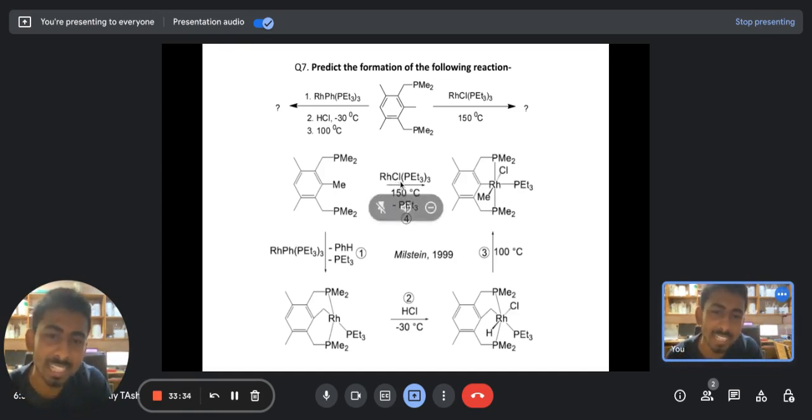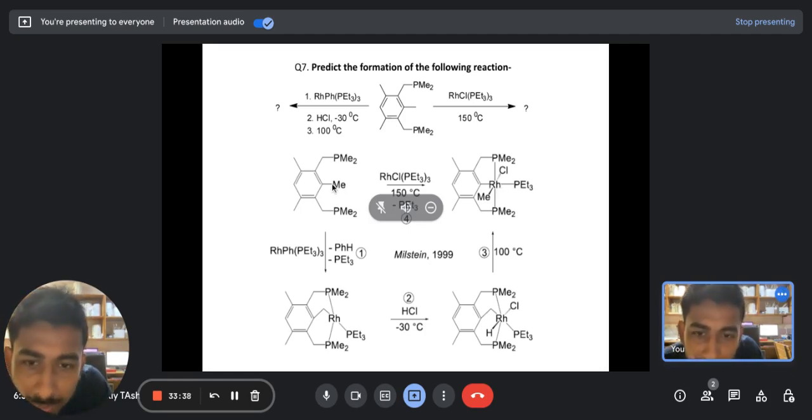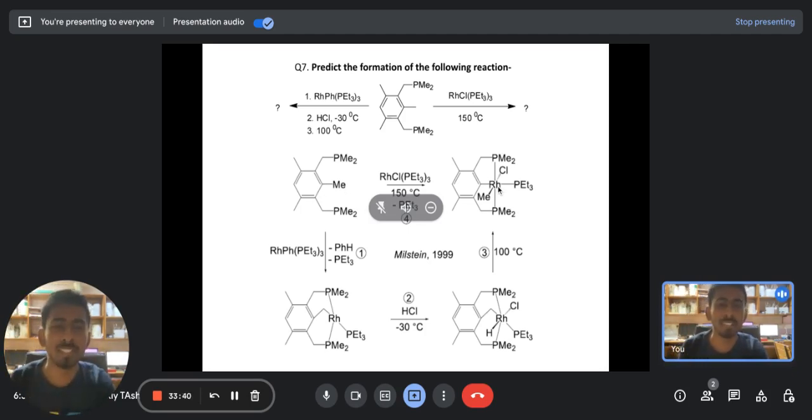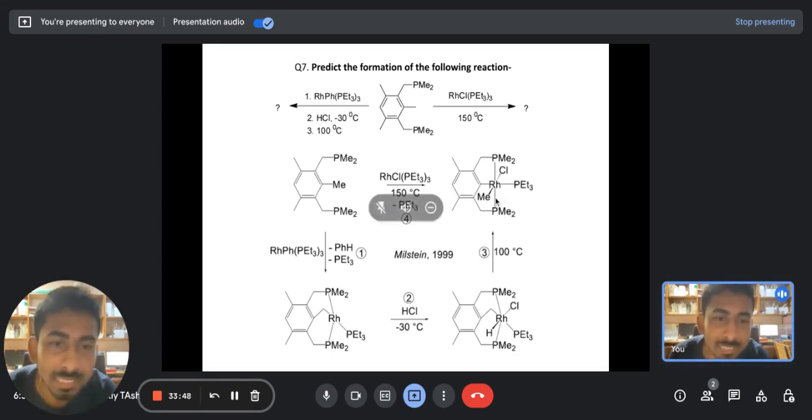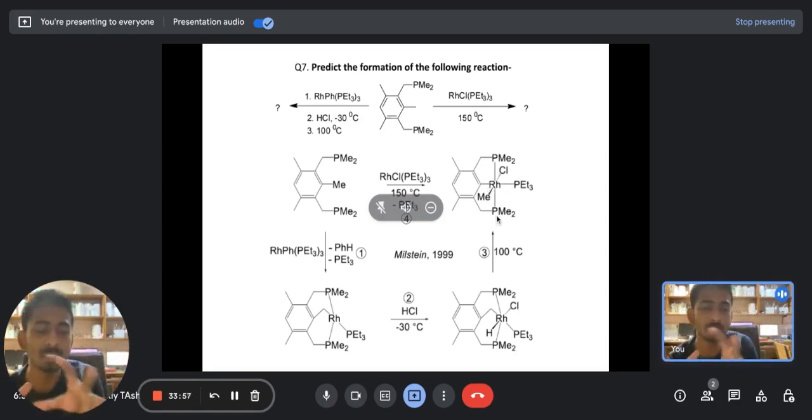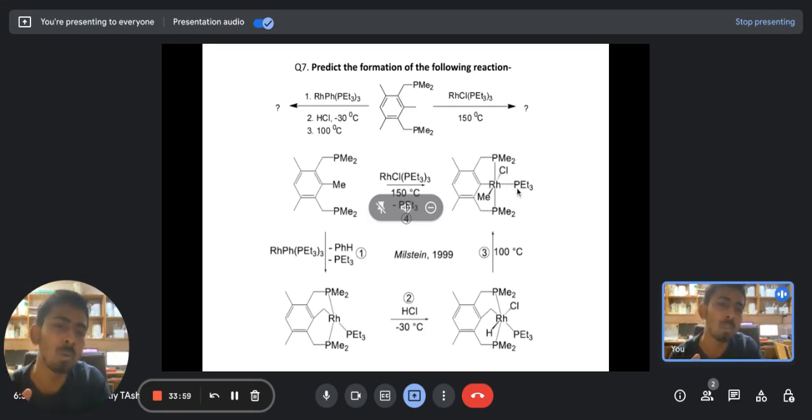So this Rh will get inserted into the C-Me bond, and we have this Rh-Me, and one of the phosphine groups will be eliminated or removed, that is the ligand dissociation, and we obtain this compound. This compound is very stable because it's a pincer compound. This carbon, this phosphorus, and this phosphorus are binding it quite strongly. It's an octahedral compound, and the PEt3, Cl minus and the methyl minus are the other ligands.